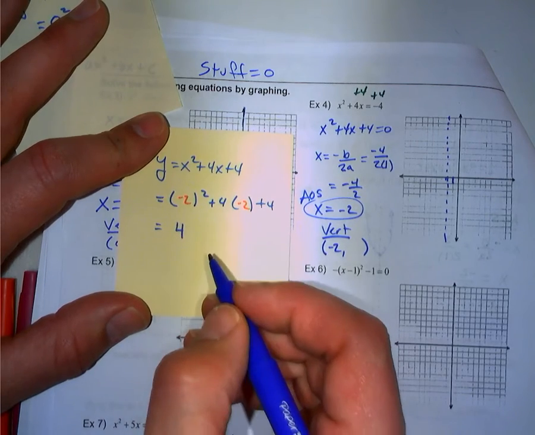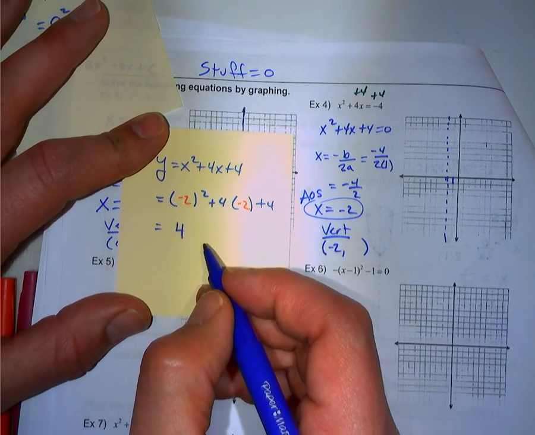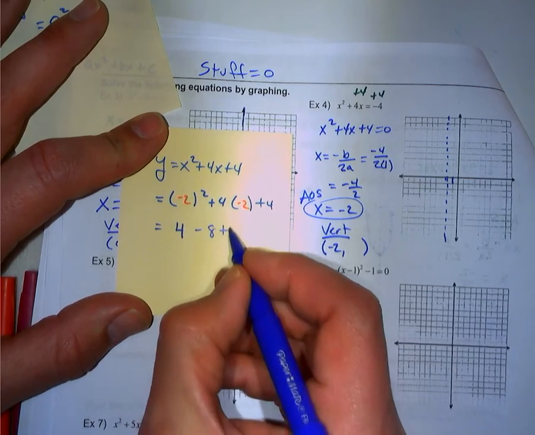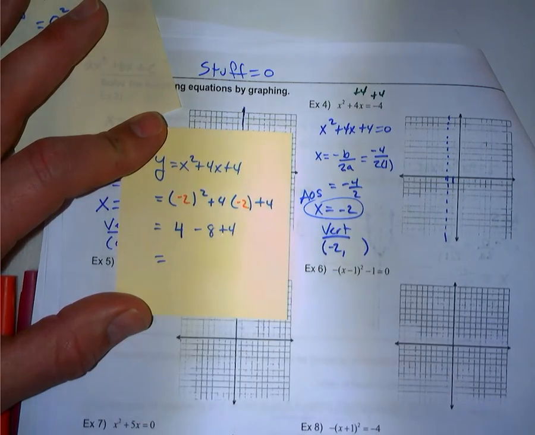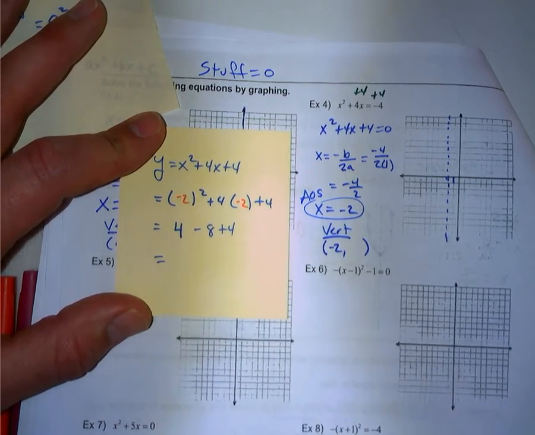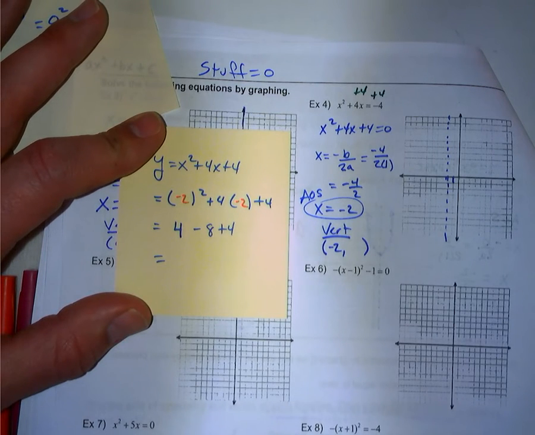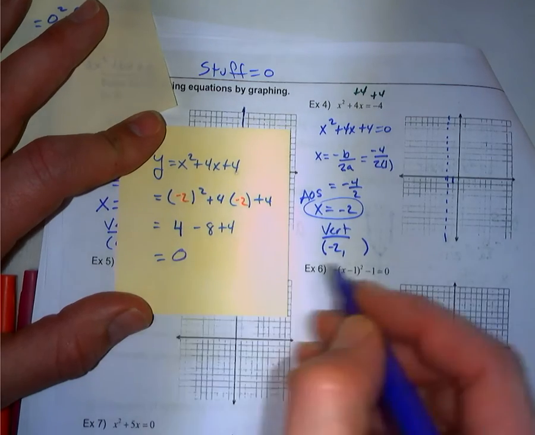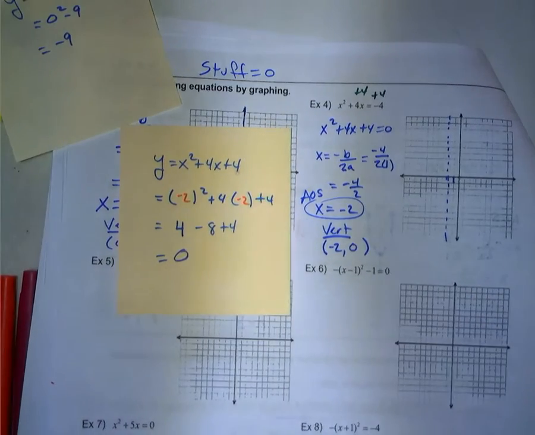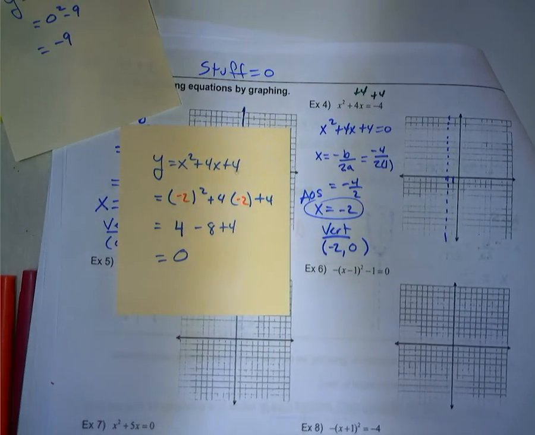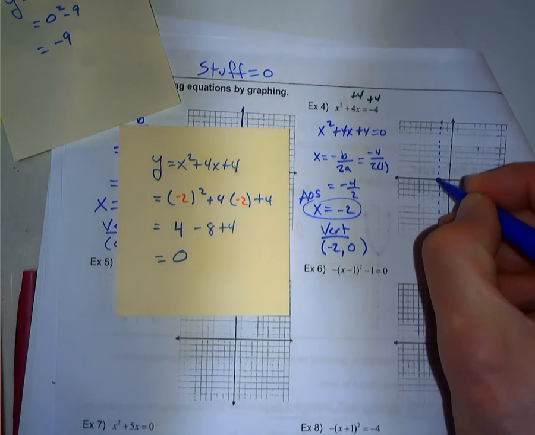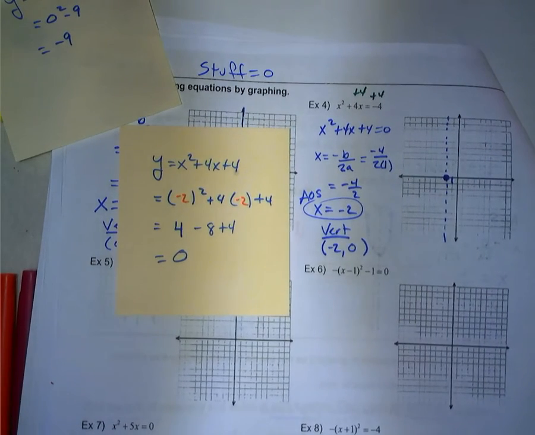4 times negative 2 is negative 8. And then plus 4, what was that add up to? What's 4 plus 4 minus 8? 4 plus 4 is 8. And 8 minus 8 is 0. Good job, Kel. Negative 2, 0 is right there on the x-axis. Boom. Right there. That's a quiz question. That's one of the ones we did on the quiz.